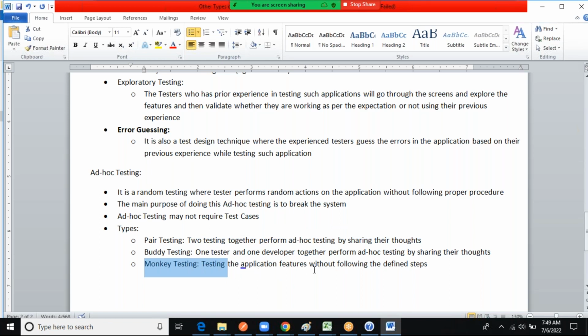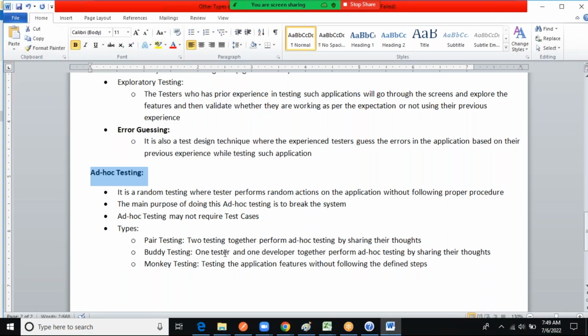So you work without following the steps. How does a monkey behave, right? It will not follow any training, even if anyone is training it, right? We tell someone, why are you behaving like a monkey, right? The same way, you need to do such random actions in the application without following the steps. Okay, any question on this ad hoc testing?